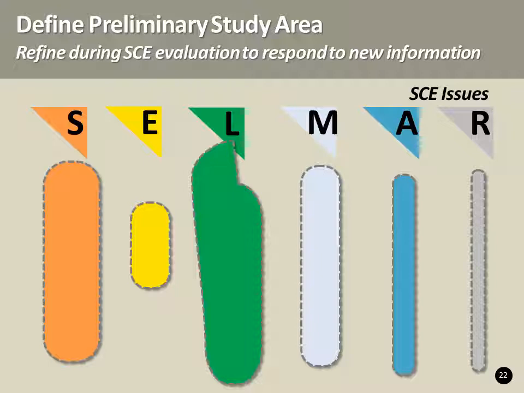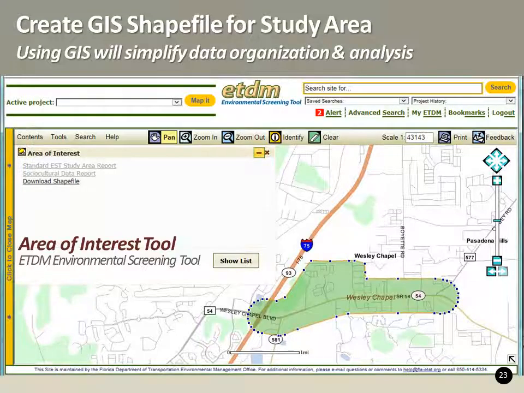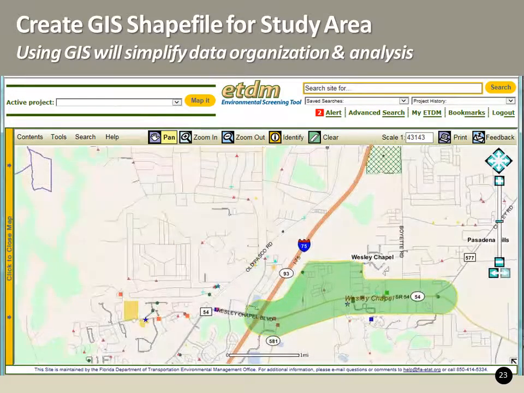Later in Step 3, after all of the community data is compiled, the study area will be revisited and adjusted as needed to reflect the data. You can use the Area of Interest tool feature in the Environmental Screening tool to draw a customized study area for which database information can be extracted and reported.